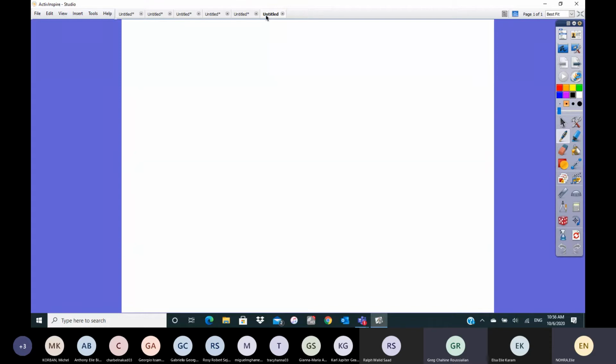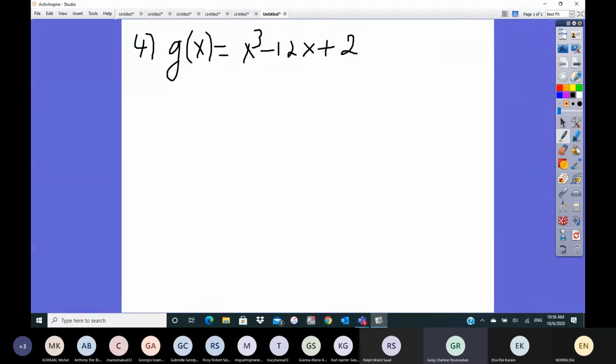Anyway, you can fix this issue in the afternoon, guys. Let's continue. Now, we have a function g of x, which is x cubed minus 12x plus 2. We want to find g prime of x. First question, set up the table of variations of g.